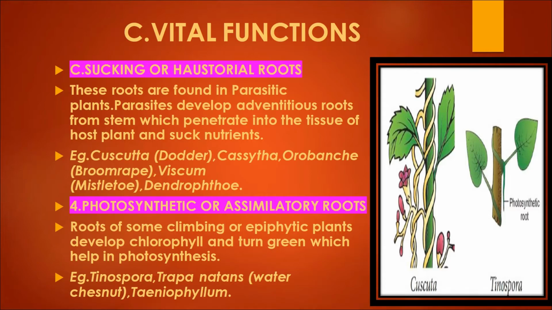Next vital function is sucking or haustorial roots. These roots are found in parasitic plants like Cuscuta, the dodder plant. The parasite develops adventitious roots from the stem, and they penetrate into the tissue of the host plant to suck the nutrients.